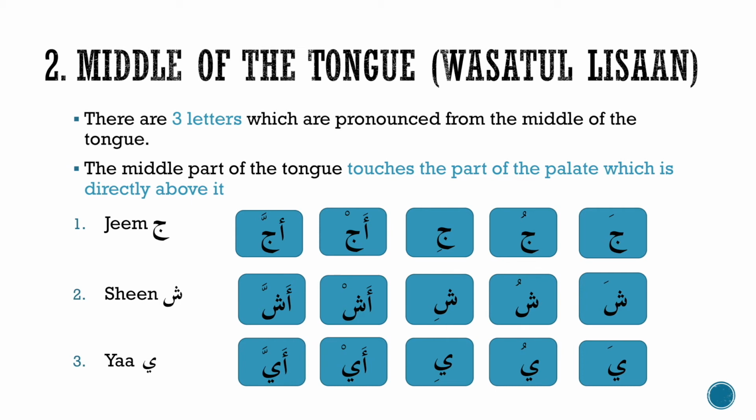For the letter Jim, Ja, Ju, Ji, Aj, Ajja. For the letter Sheen, Sha, Shu, She, Ash, Asha. For the letter Ya, Ya, Yu, Yi, Ay, Ayya.